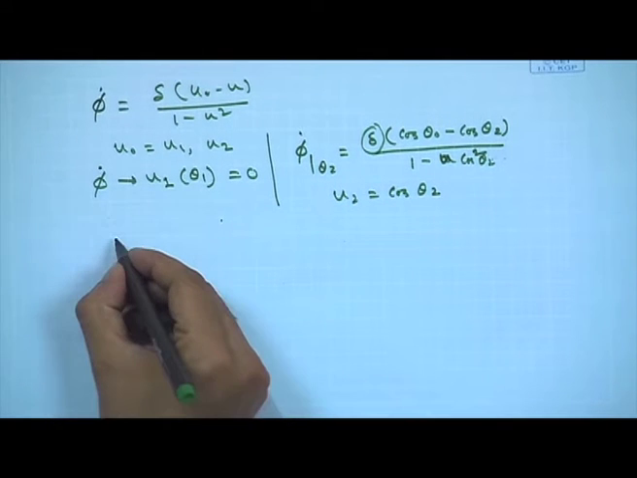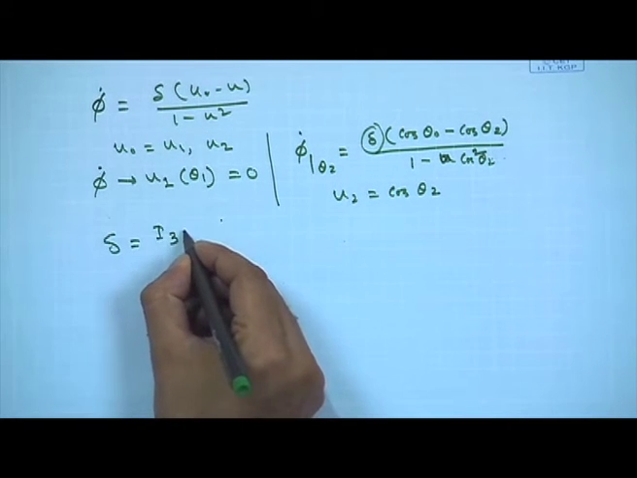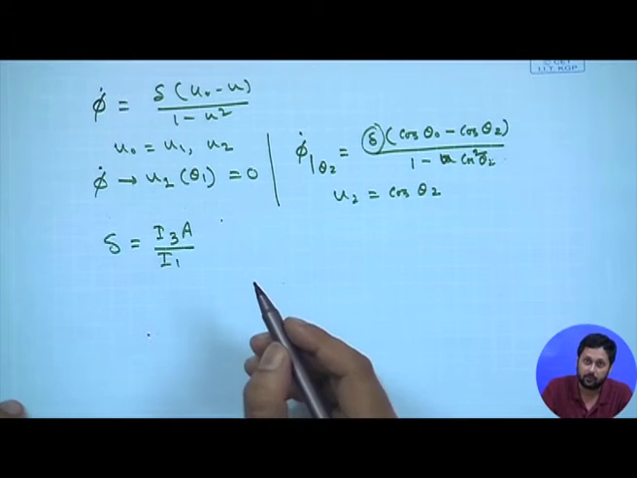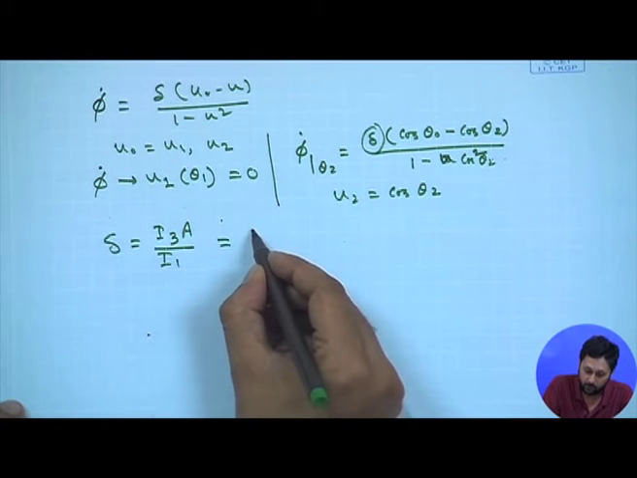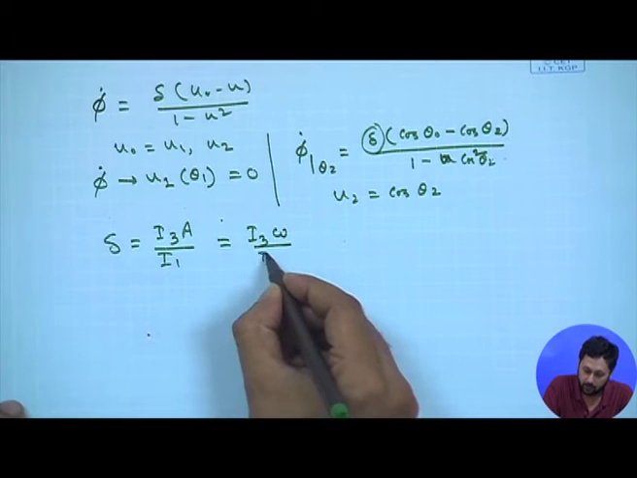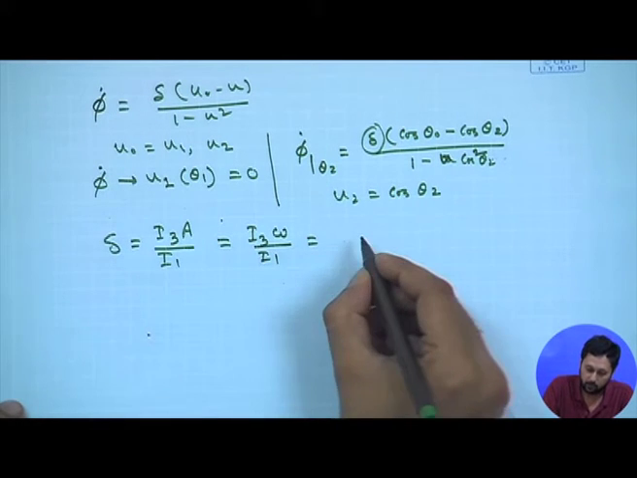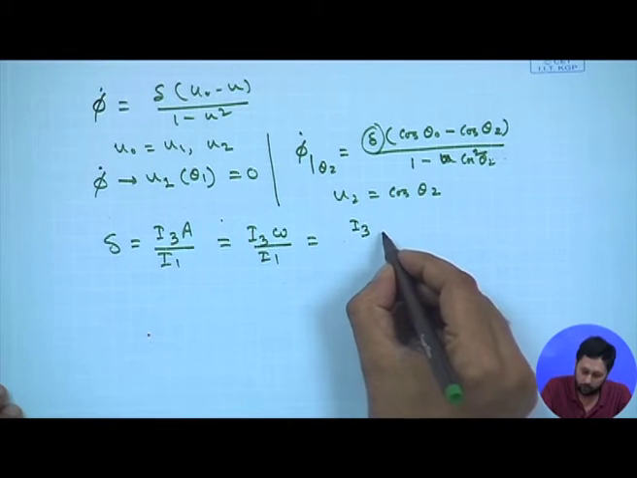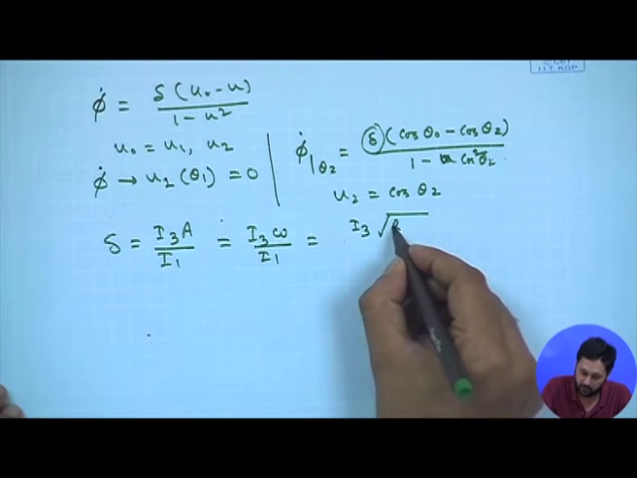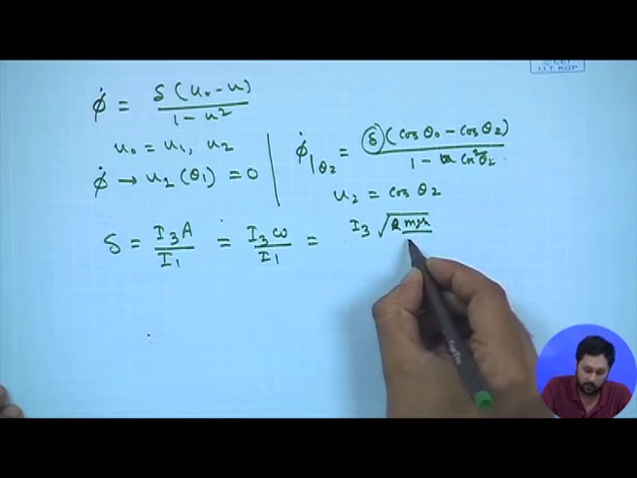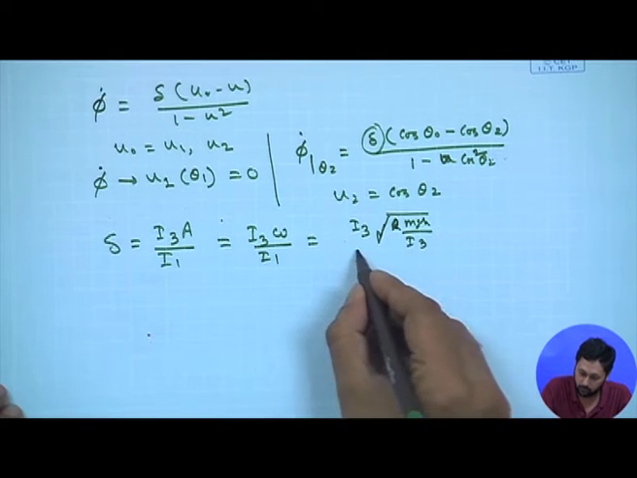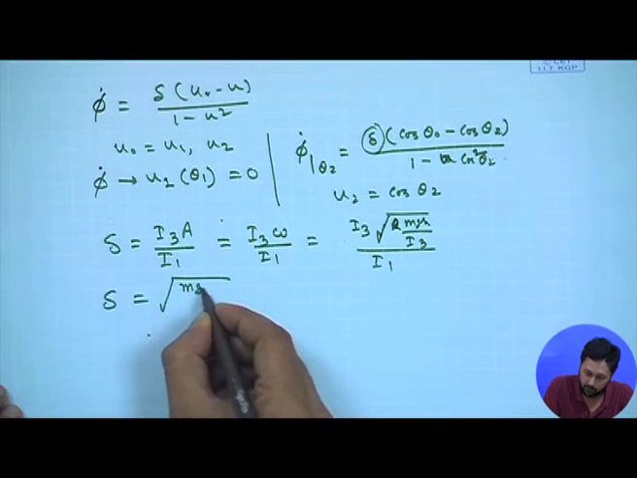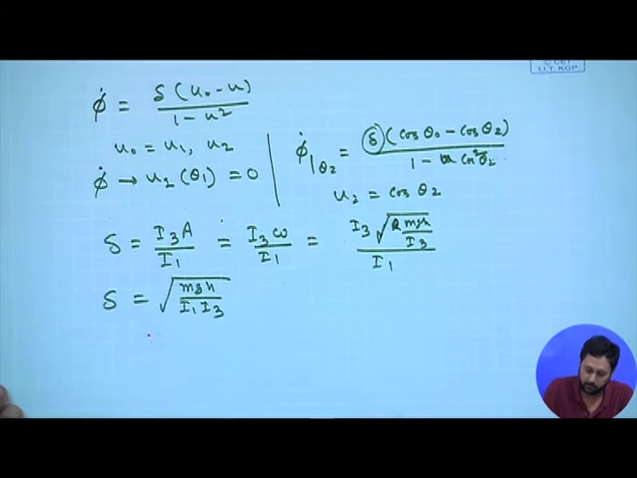Yeah, the expression for delta is I3a by I1. Now, in the case where it is released from rest, we have just seen it will reduce to I3 omega by I1. So, delta is equal to, okay. Here the spinning speed is given, which is I3 root over mgh by I3, inside the root, divided by I1. So, delta is root over mgh by I1 I3, right.